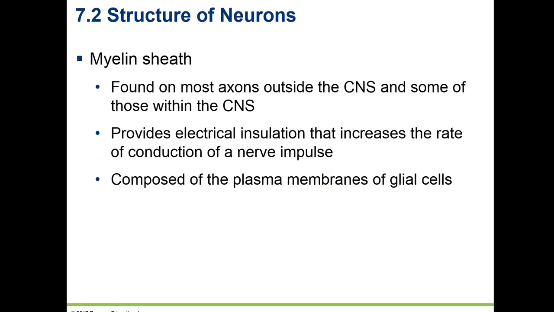Myelin sheath. Myelin sheath is found around most of the axons outside the central nervous system. And some of the axons in the brain and spinal cord have myelin sheath also. So myelin sheath is very important. It provides electrical insulation to the neurons, and it increases the rate of conduction. It increases the rate at which a message is carried.